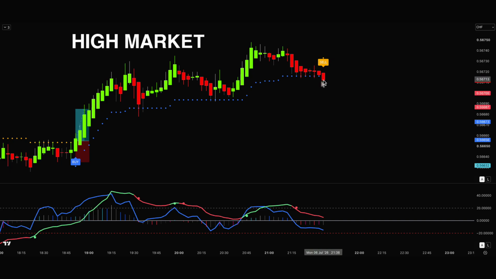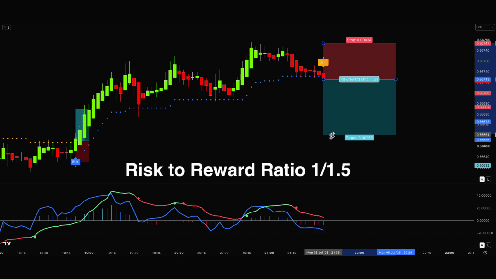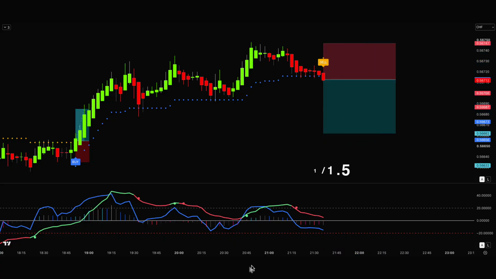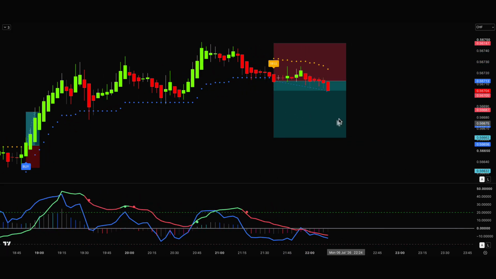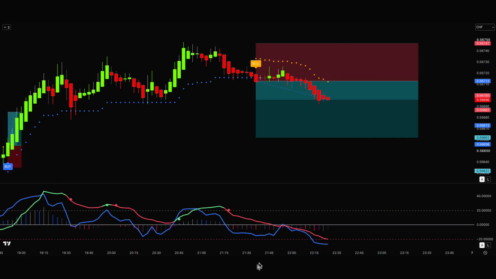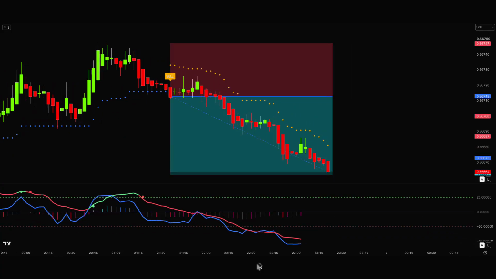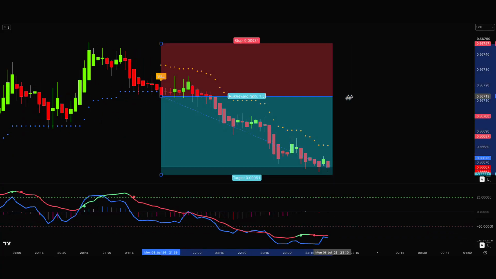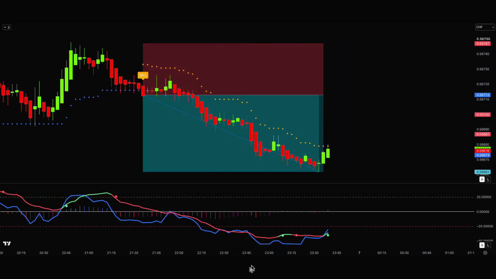Our stop loss is to be placed at the previous high of the market, and the risk-to-reward ratio will be 1:1.5. Let's see what happens to our trade. Our trade is running in profit. We have won the trade. Let's find the next trade.